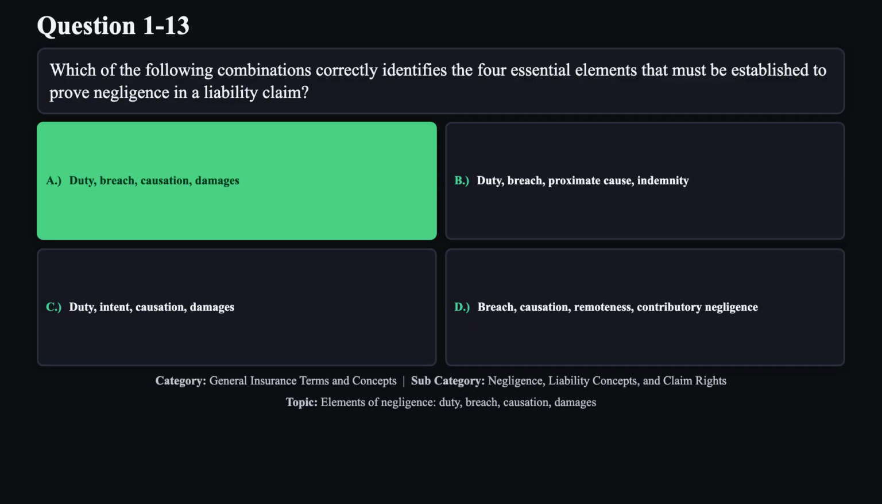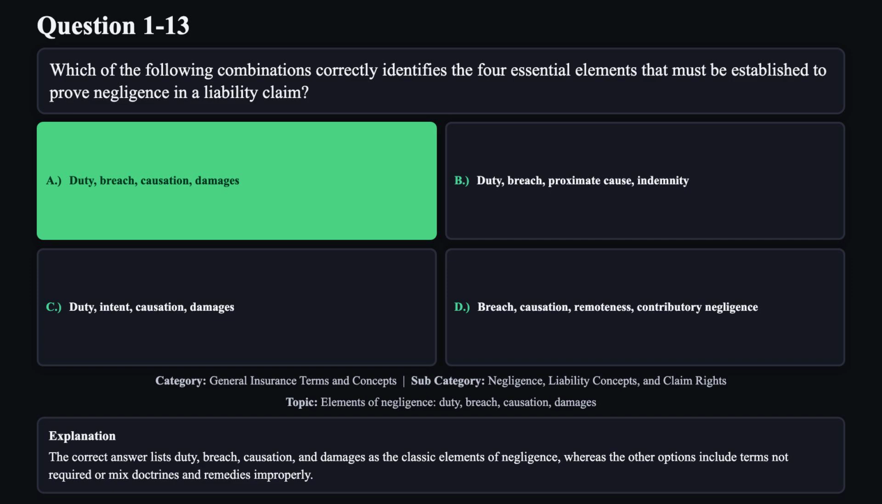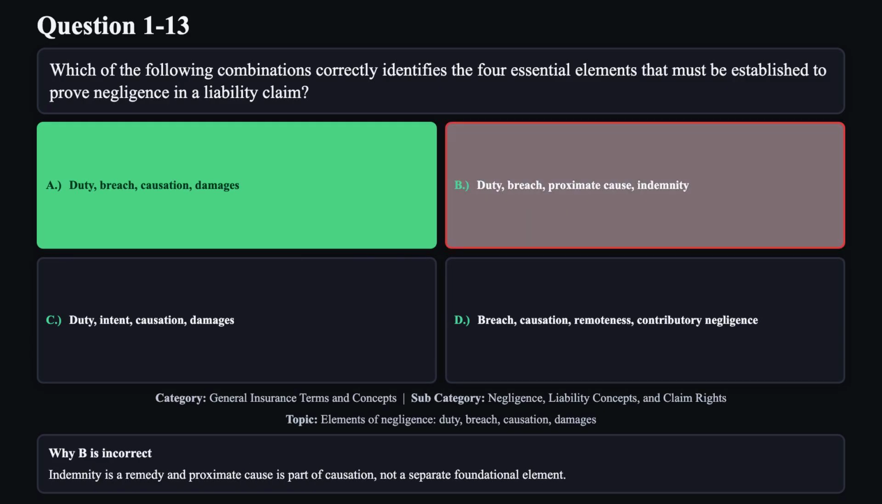The correct answer is A. The correct answer lists duty, breach, causation, and damages as the classic elements of negligence, whereas the other options include terms not required or mixed doctrines and remedies improperly. Reason B is not correct. Indemnity is a remedy, and proximate cause is part of causation, not a separate foundational element.